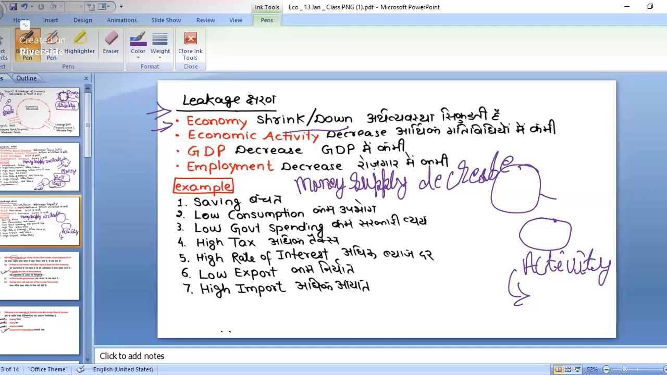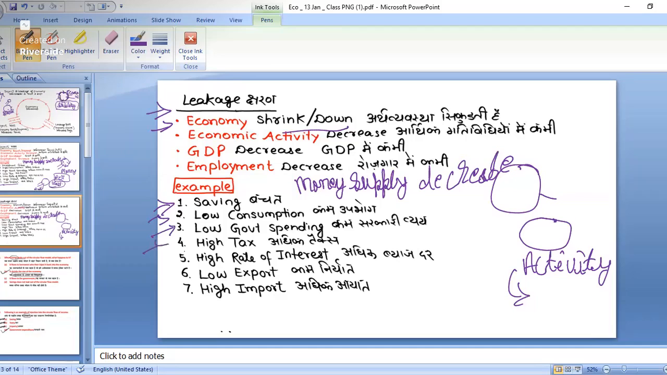Shrinking will be there, then economic activity will decrease, GDP will decrease, employment will decrease, and money supply will decrease. So what are the examples of leakage? If we just save something and are not investing, there is no flow of that money. So there is the leakage. Then if we have low consumption, there will be no demand for any goods and services. Low government spending: if we have low government spending, no people will be focusing on that side.